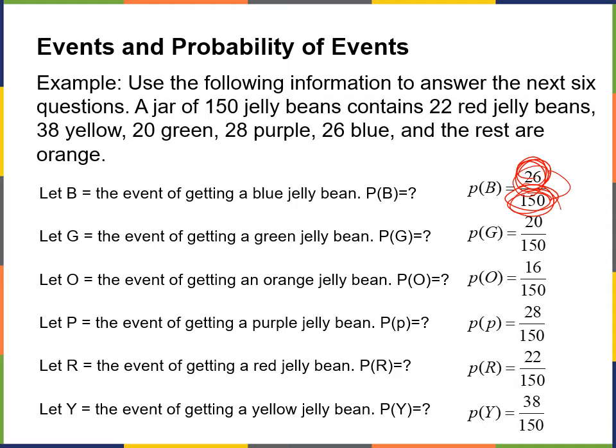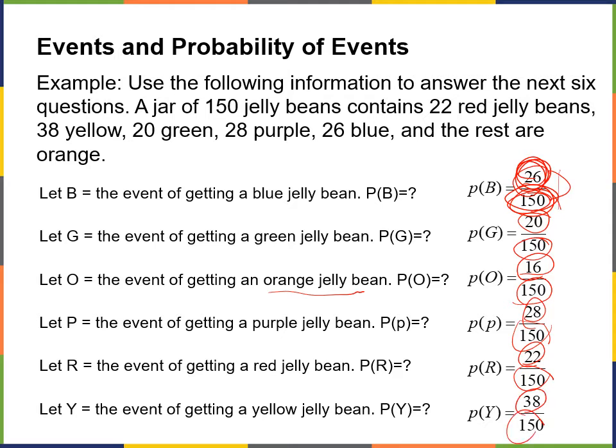So 26 over 150 jelly beans. How about getting a green? Well, there's 20 greens, 150 total. So 20 over 150. How about getting an orange? Well, you have to figure out how many oranges you have, since you have all these and you know there's 150 total, and you would find out you have 16 oranges out of 150 total. And purples, 28 out of 150 total. And reds, 22 out of 150 total. And yellows, 38 out of 150 total.